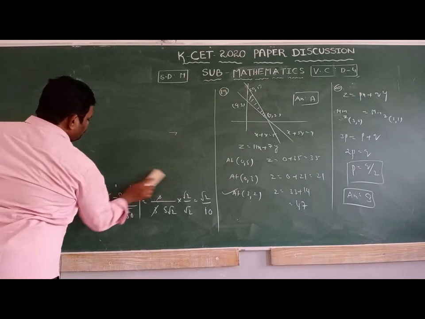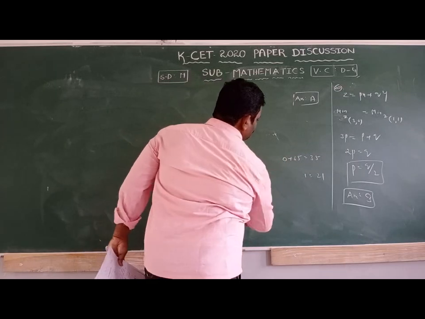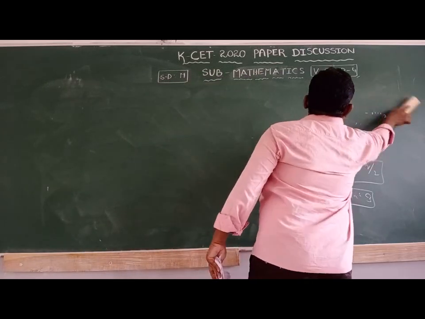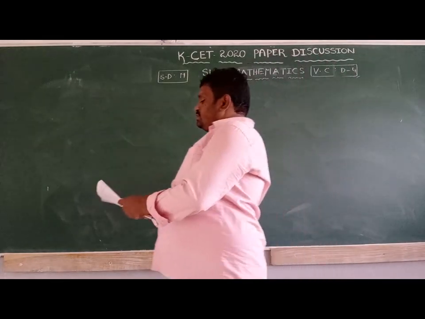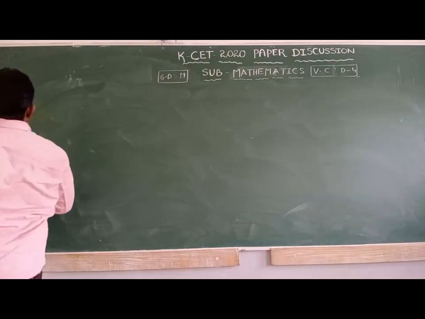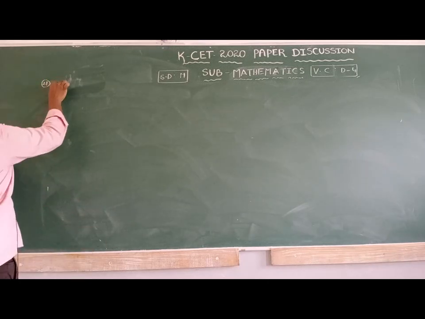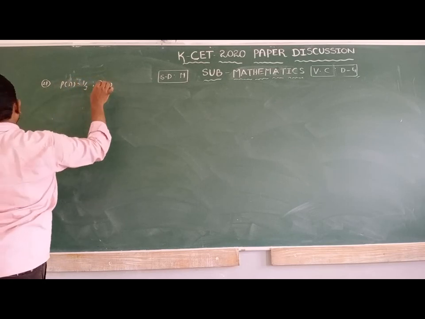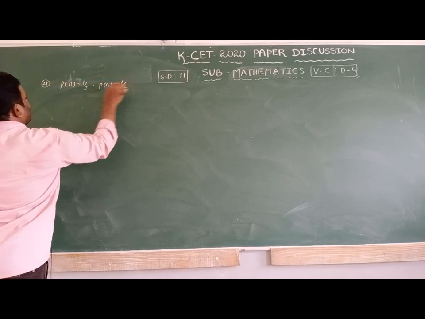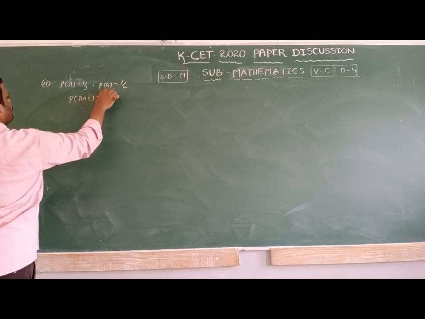So 20 bits are over. Next, 21 onwards, probability problems. The first one: probability of A, probability of B, and probability of A intersection B are given. Probability of A is equal to 1 by 3, probability of B is equal to 1 by 2, probability of A intersection B is equal to 1 by 6.